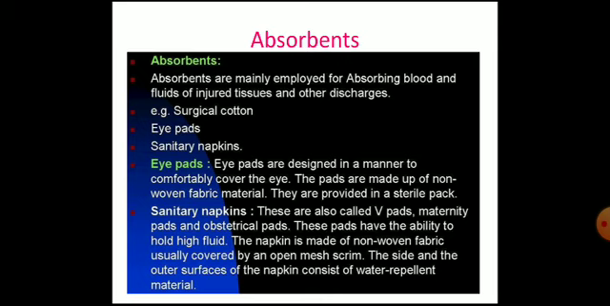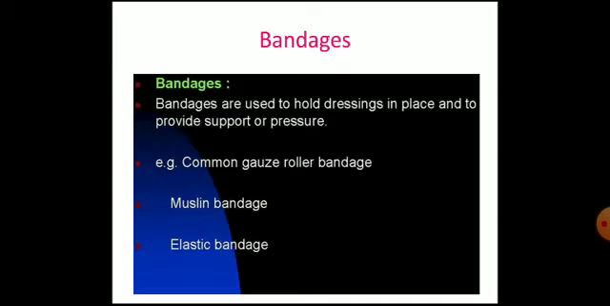The sanitary napkins are called V-pad or maternity pad and obstetric pad. These have the ability to hold high fluid. The napkin is made up of non-woven fabric. The side and outer surface of the napkin consist of water repellent material. In case of bandage, these are used to hold dressing in place and to provide support and pressure.